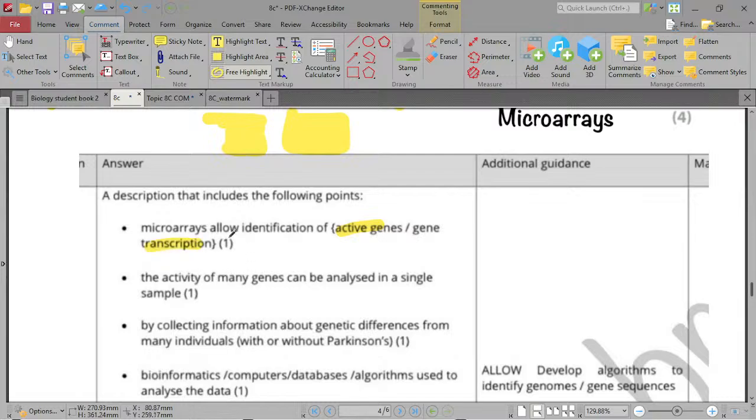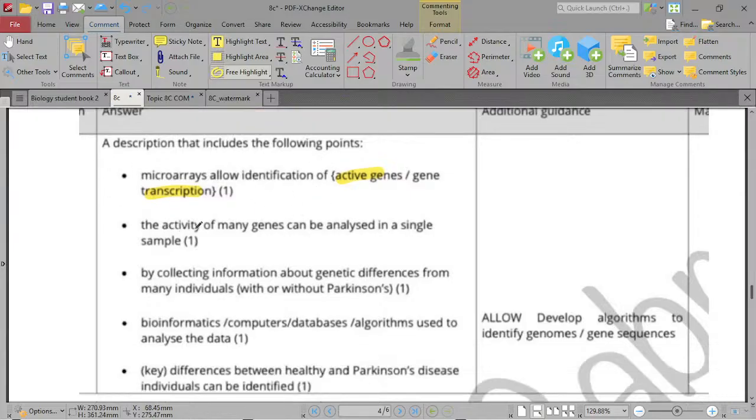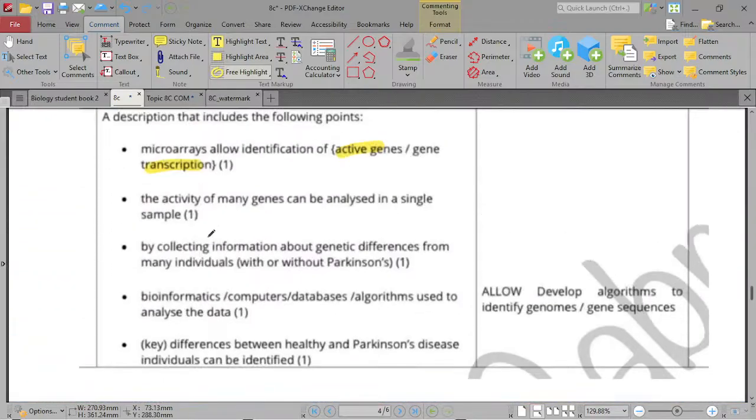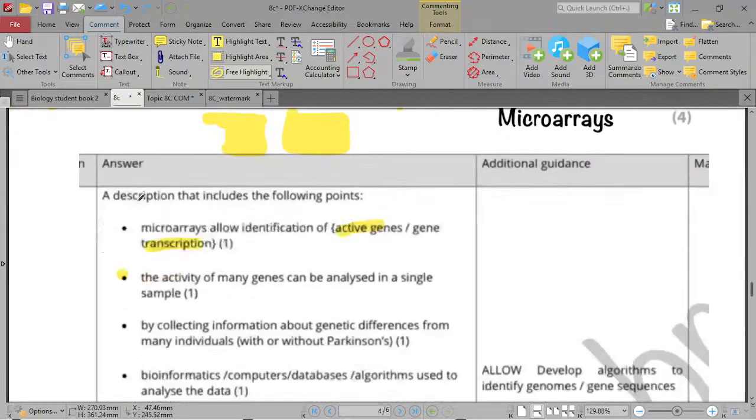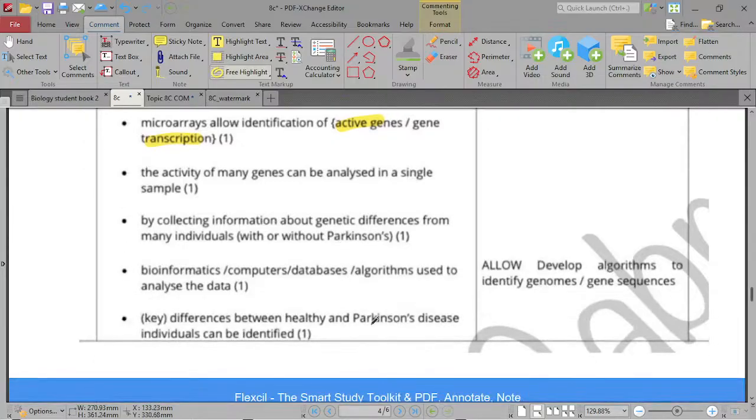I basically said that, but I didn't define it, so we should define it first. The activity of many genes can be analyzed in a single sample. Okay, that is true. So advantage, is this the advantages? They're just saying it. So this is just one of the advantages, I guess.